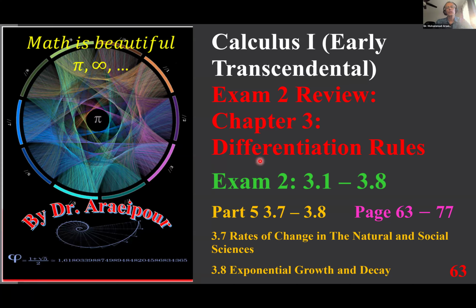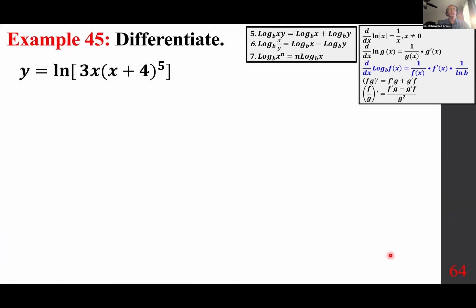Good afternoon, class. We are looking at exam 2 review, chapter 3, differentiation rules. Exam 2 covers from 3.1 to 3.8, and this part covers 3.7, rates of change in the natural and social sciences, and 3.8, exponential growth and decay. So first, let me remind you of what we have done, things like differentiation involving logs.